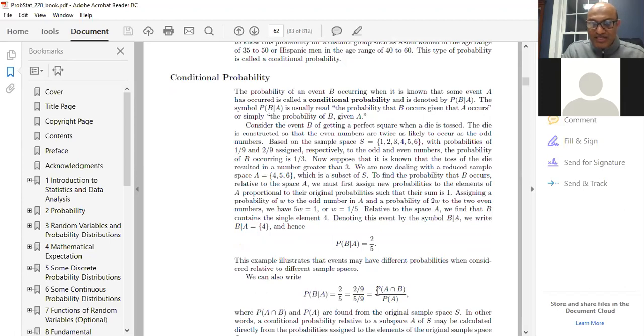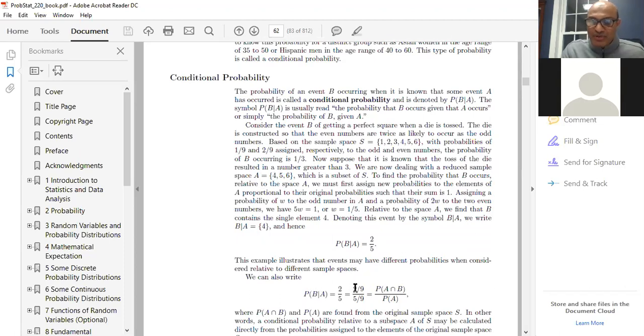So probability of B given A is equal to probability of A intersection B divided by probability of A. Probability of A intersection B, what is the common probability? The common number, B is nothing but 1 and 4. A is nothing but 4, 5, 6. The common number is just 4. So A intersection B is 4. 4 is an even number. Even number means probability is 2 by 9. So A intersection B probability is 2 by 9.